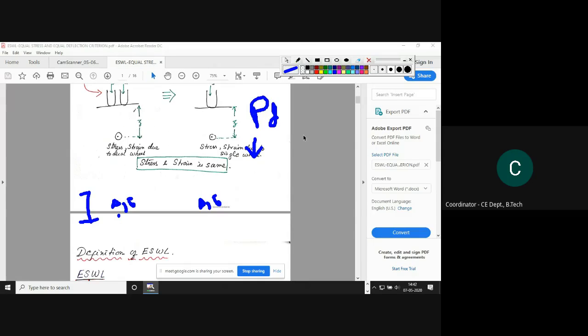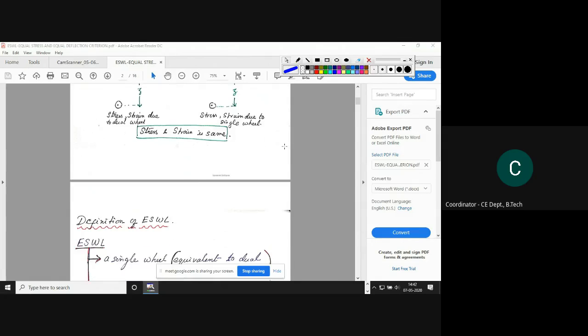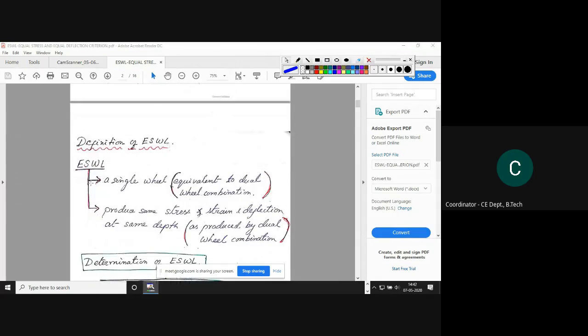See here, that's why I've written this same stress and strain condition. Based on this, we can determine the ESWL. Now before going to that method, let us define it as per our diagram. As per our diagram, what was the definition? ESWL, that is equivalent single wheel load, is a single wheel which is equivalent to a dual wheel combination.